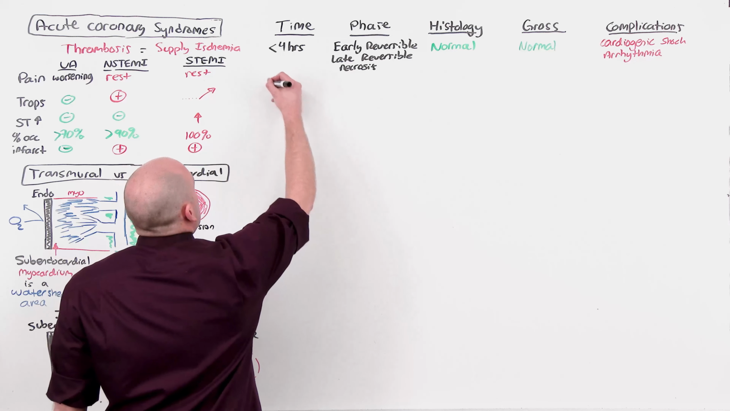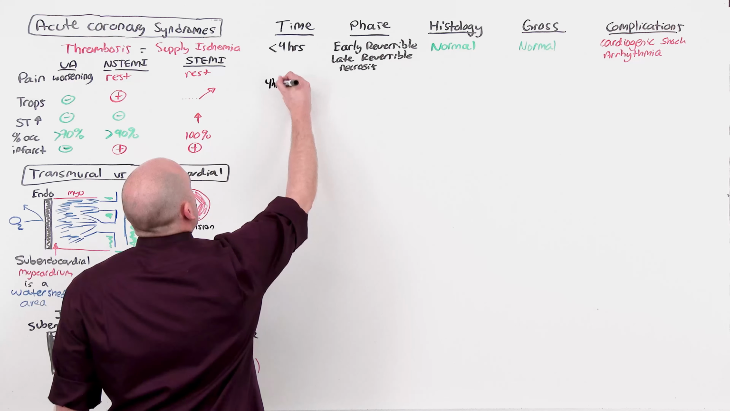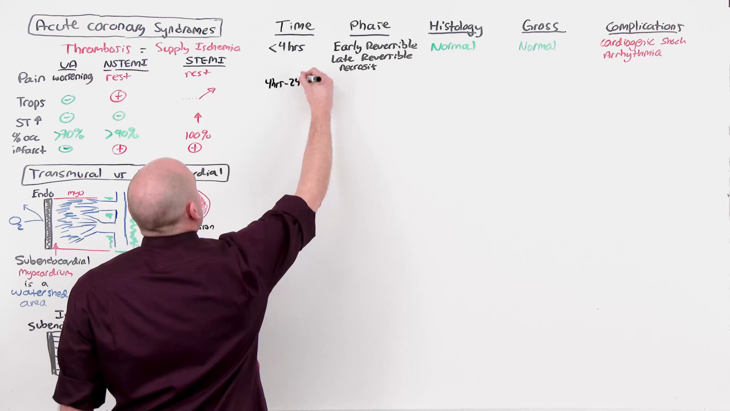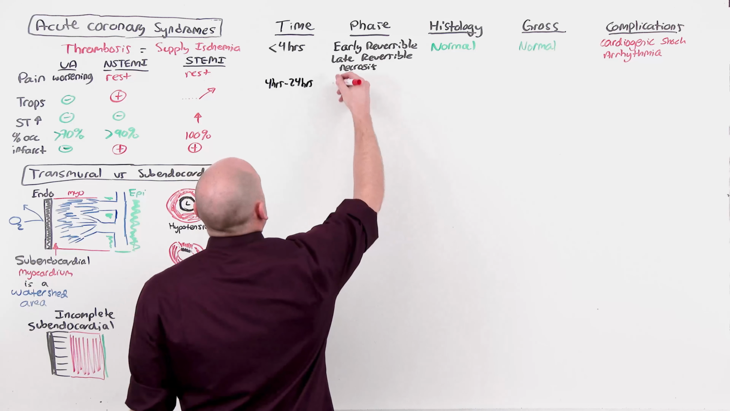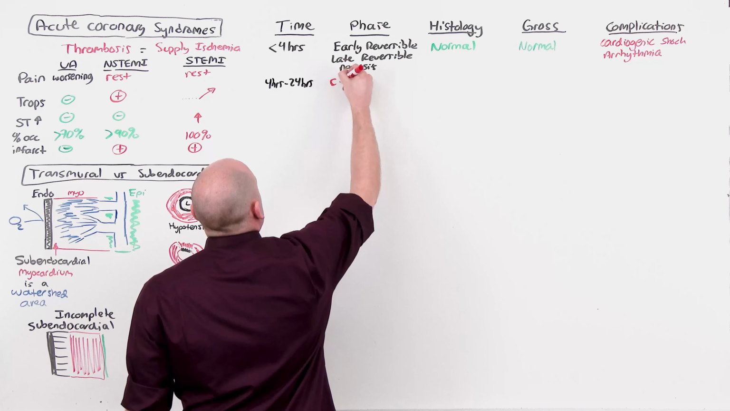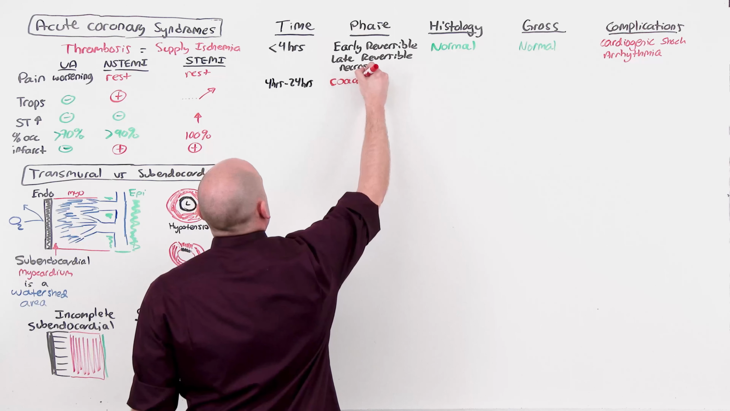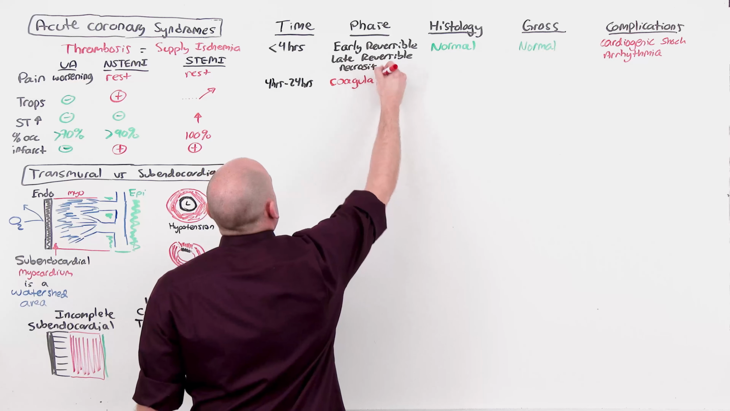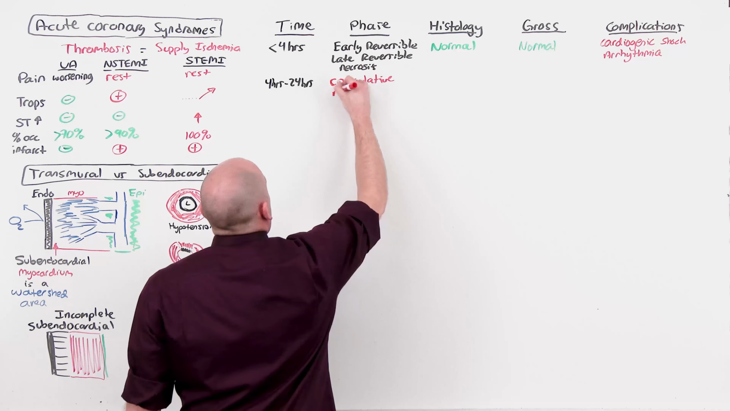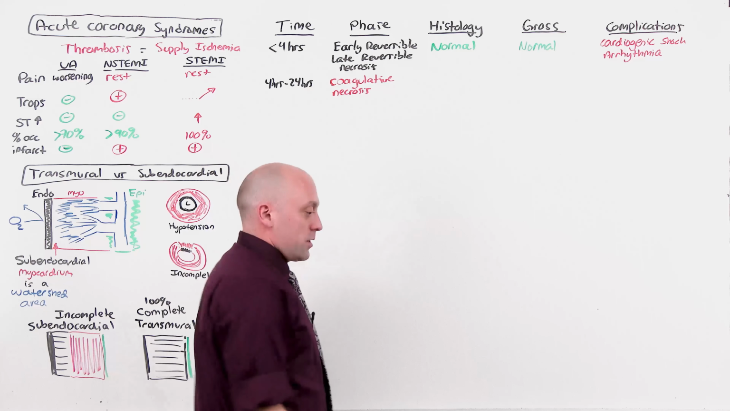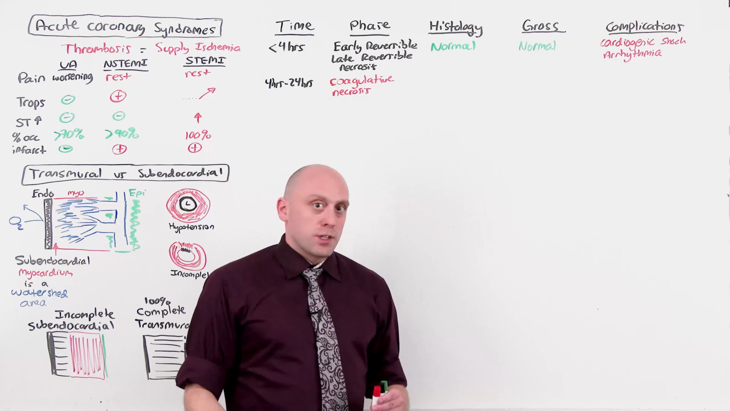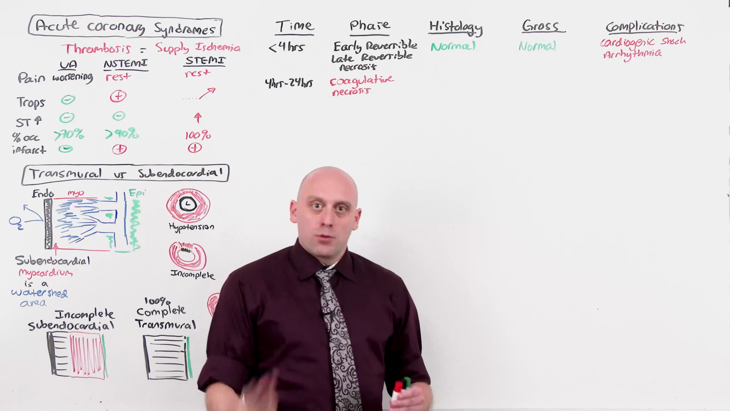After 4 hours of ischemia, up to the end of the first day, it is irreversible necrosis, and the type of necrosis the heart undergoes is coagulative. Architecture is maintained, but the blue stuff disappears. That is the nucleus and the ribosomes, organelles.